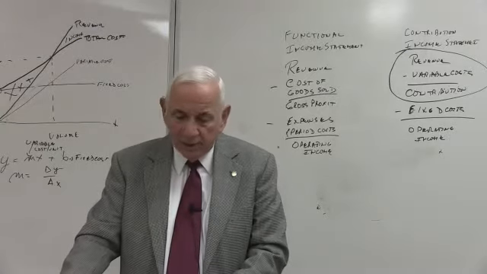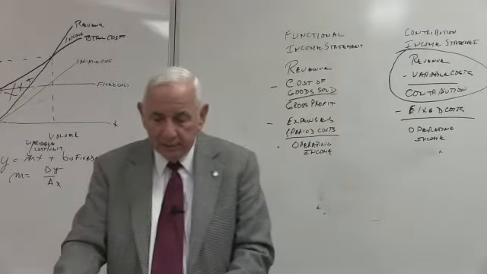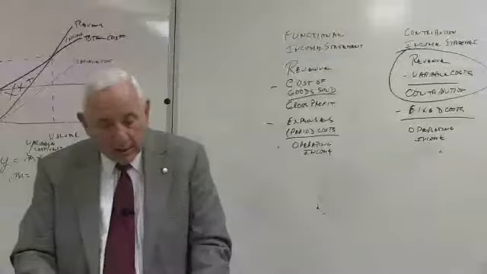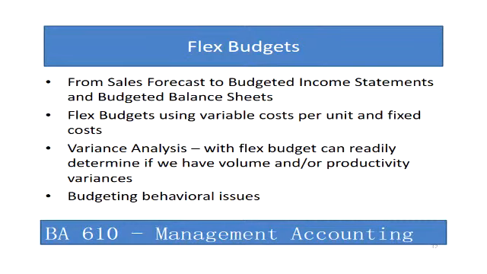We start with a sales forecast, and we come up with a budgeted income statement and a budgeted balance sheet. We can use flex budgets today, again using our fixed and variable costs, just taking the variable cost per unit, multiplying that by the projected volume, and then adding on the fixed costs. The variance analysis with flex budgets can readily determine if we have volume or productivity variances.